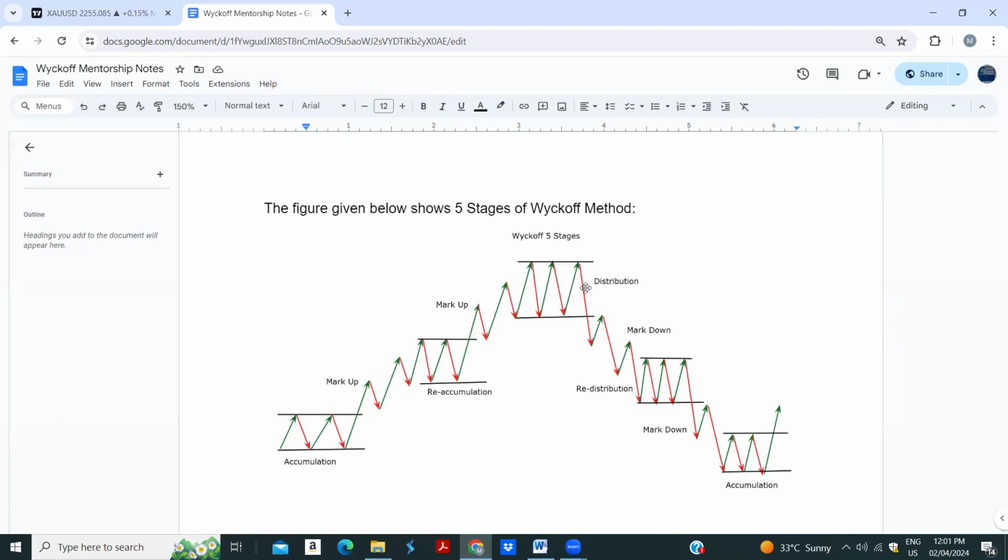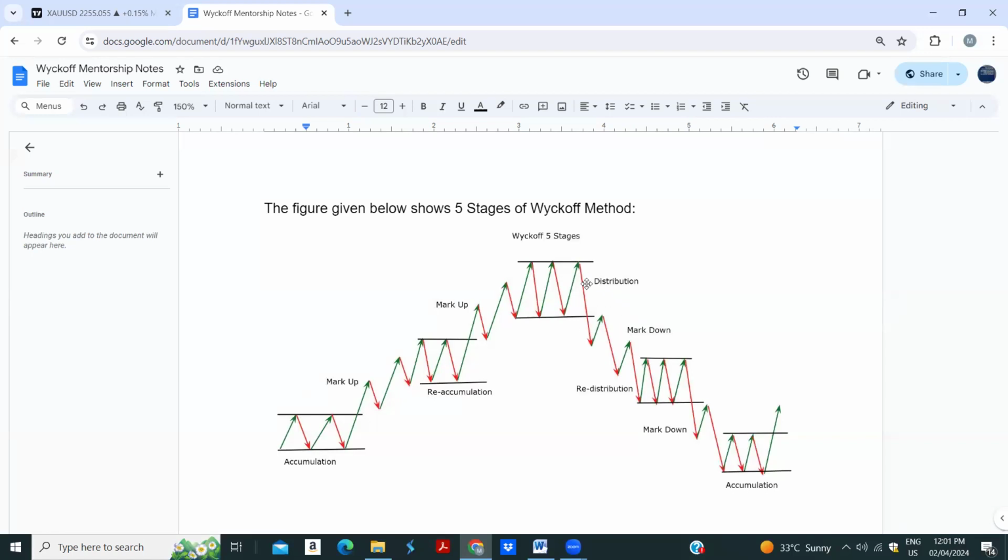Then we have the distribution phase. During the distribution phase, the smart money quietly distributes the accumulated shares to the retail traders or the other market participants. This process is hidden, and here the supply is equal to demand, so the price moves in a sideways market or in a ranging market. Then after the distribution, there is a markdown.